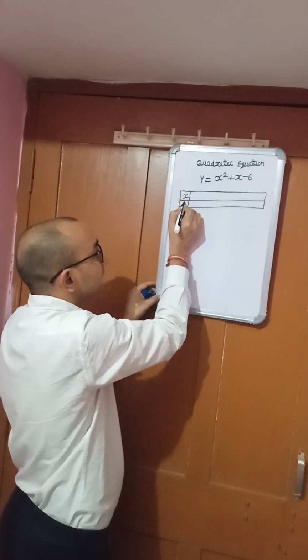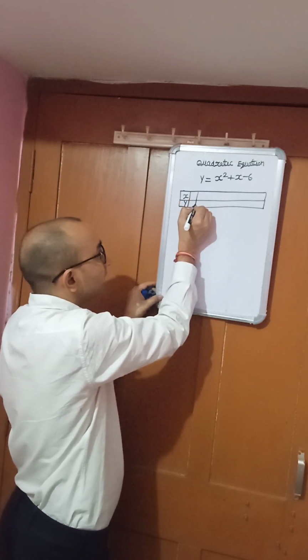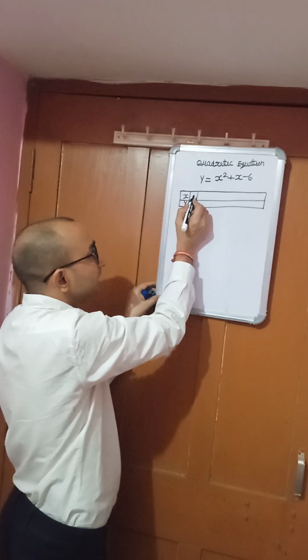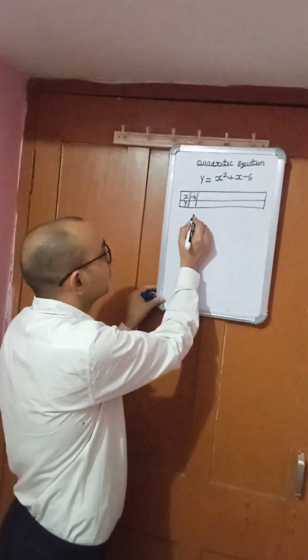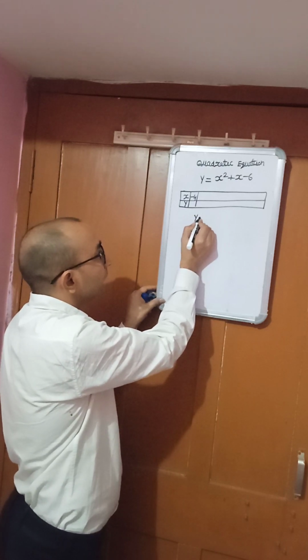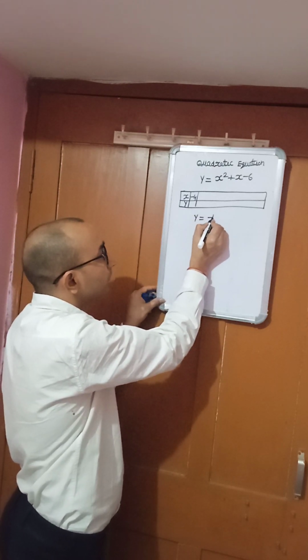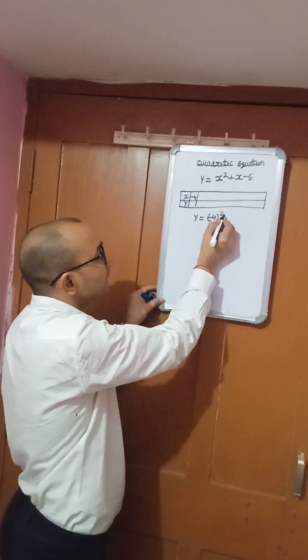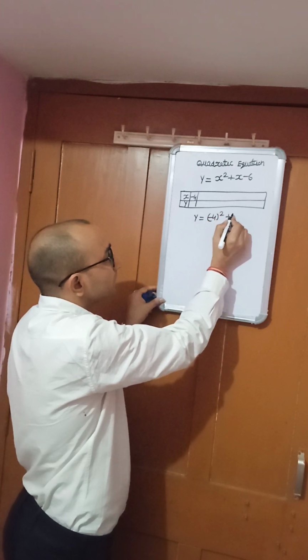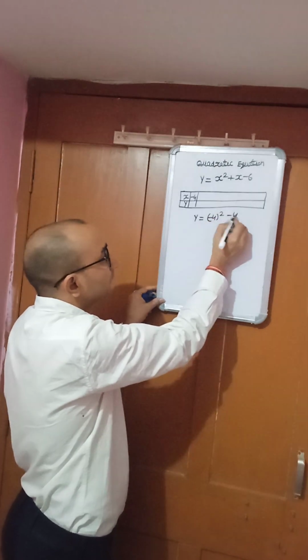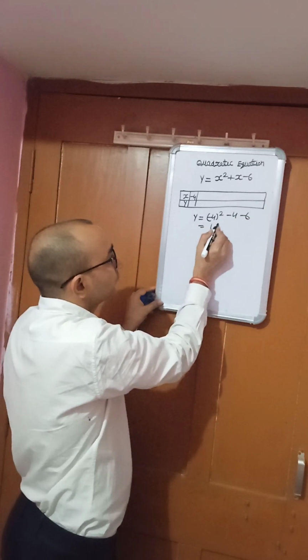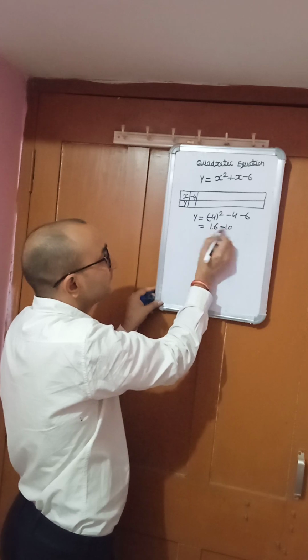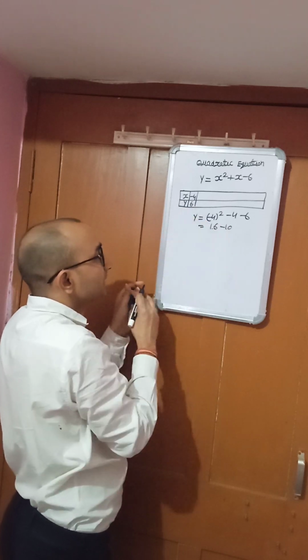This is x, this is y. Put the value of x as minus 4 here. So when we put the value of minus 4 here, this becomes minus 4 squared plus minus 4 minus 6. Simply calculate this: 4 4 is 16, minus 10 means 6. Y is 6.